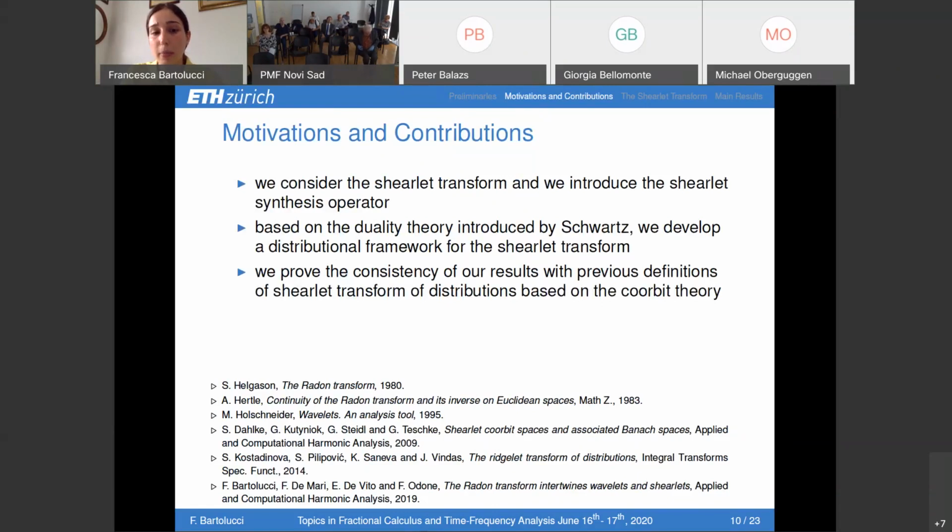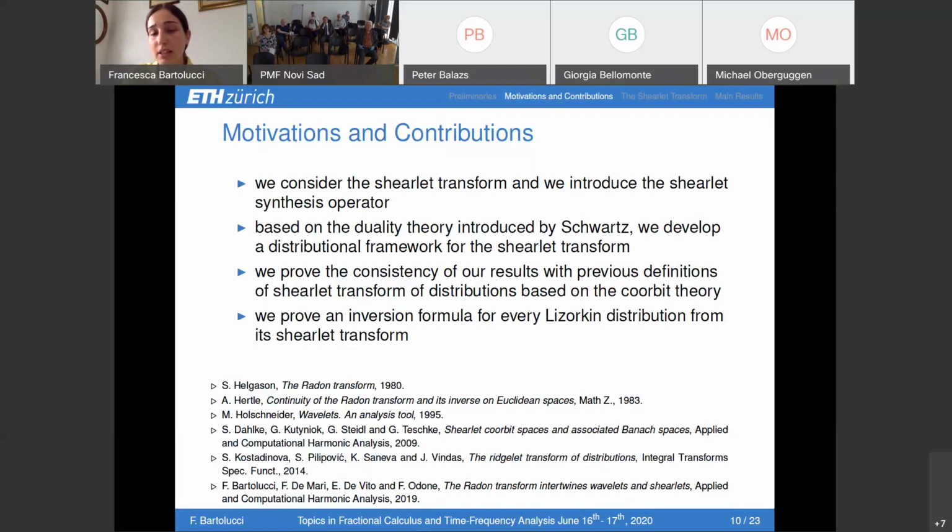Since a Coorbit theory already exists for the shearlet transform, we have to look at the previous results and to prove the consistency of our definition of the shearlet transform of distributions with previous results. And finally, we prove that some central results in representation theory, for example, the existence of reproducing formulae in the Hilbert space, these reconstruction formulae also hold in the distributional case.